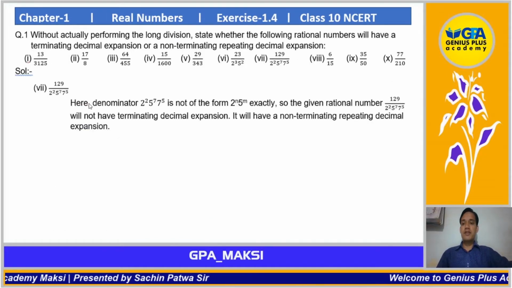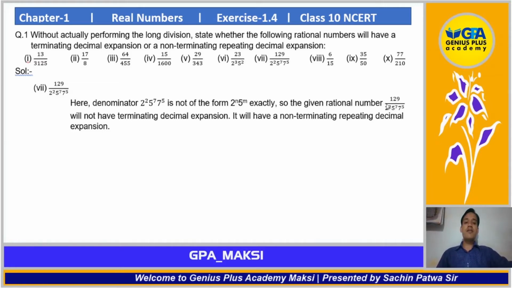सो इन क्वेश्चन नंबर 7 हियर डिनोमिनेटर 2 raised to 2, 5 raised to 7, 7 raised to 5 is not of the form 2 raised to n, 5 raised to m exactly. So the given rational number 129 by 2 raised to 2, 5 raised to 7, 7 raised to 5 will not have terminating decimal expansion. It will have a non-terminating repeating decimal expansion.